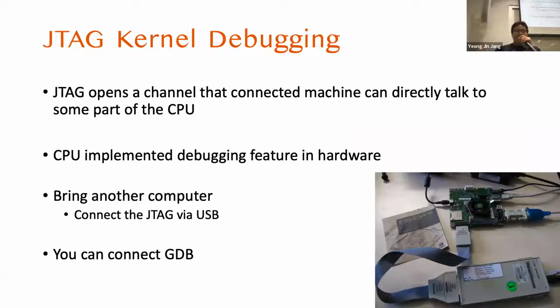So how we can debug is we need to connect the JTAG like this, and then there is some of the processor here, and then this will be connected to maybe our laptop or other terminal computers. Then we can attach GDB and use that.